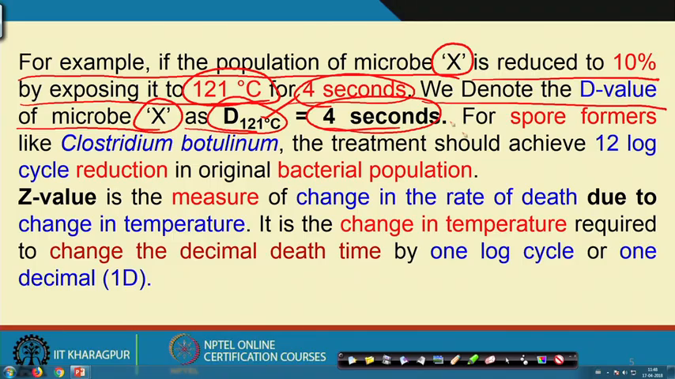So, for spore formers it could be more. Now again, this is a bit out of the way: vegetative cells are those which multiply under normal conditions and which can be killed with minimum effort. But spore formers, as I said the other day, are like the cocoon formed by some of the insects.